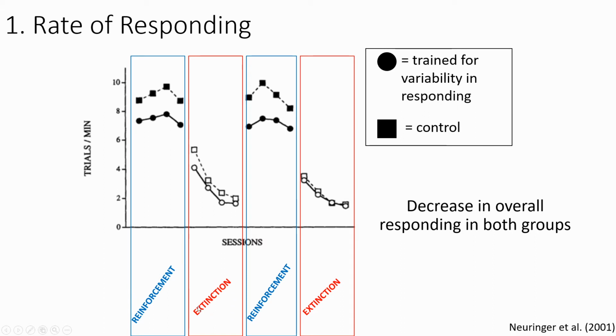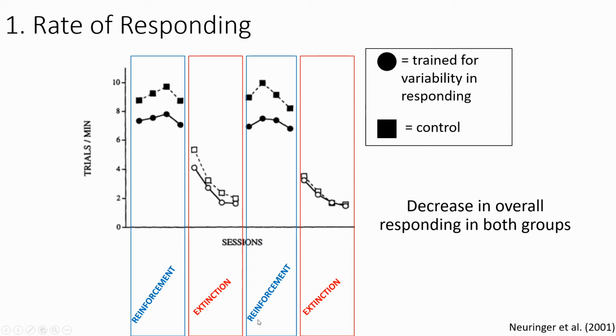When we enter extinction, we see a pretty dramatic drop-off in their responding. At the beginning of this extinction setup, they are both showing a drop in responding. In the first session, it's a slight drop from what they were at when they were being reinforced. In the second session, it's an even bigger drop. And eventually they're down to very, very low rates of responding. After those 4 sessions, they've stabilized at very low rates of responding.